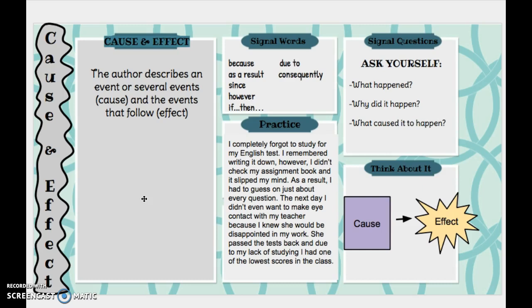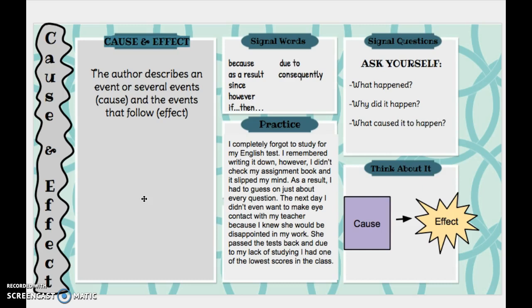So our signal words are because, as a result, since, however, if, then, due to, and consequently. Now, it's not just restricted to only these words, but these are the most popular that you see. So please write these down in your signal words box. You can pause the video here if you need to while you write that down.